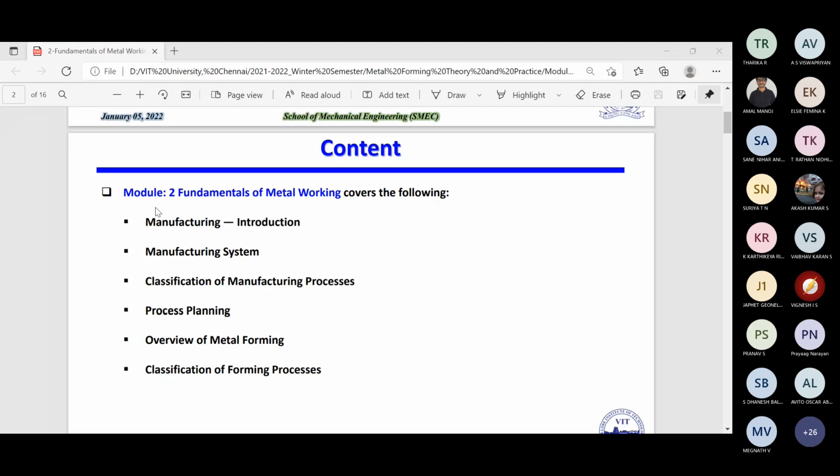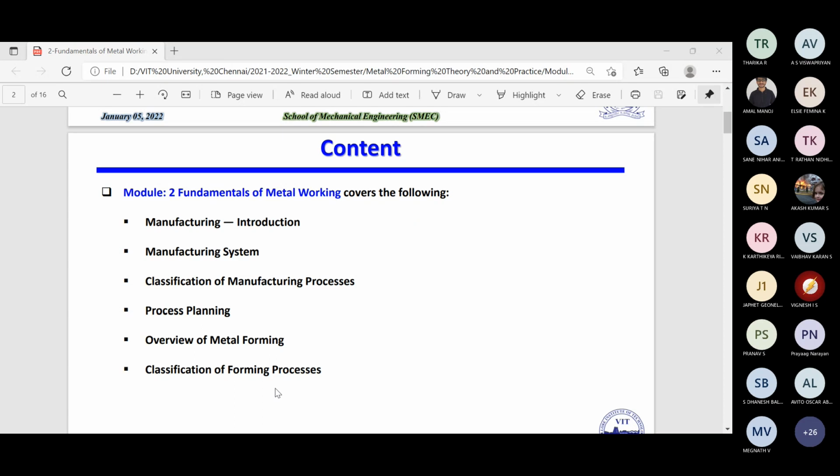We have to understand where this metal working or metal forming actually came from. So we have to go to manufacturing and understand the basic background, what we call manufacturing. Then the manufacturing system, then the classification of manufacturing processes. From here we derive metal forming. Also, we have to understand process planning: when we talk about a manufacturing process, we must understand why we are going for it and what the basic needs of this process are. Then we look at metal forming and the classification of forming processes. So today we will cover this much content.